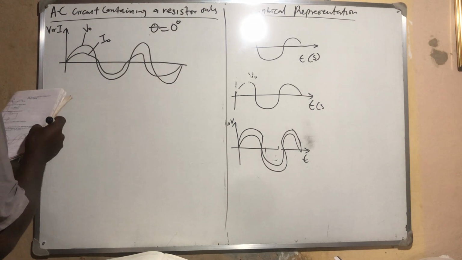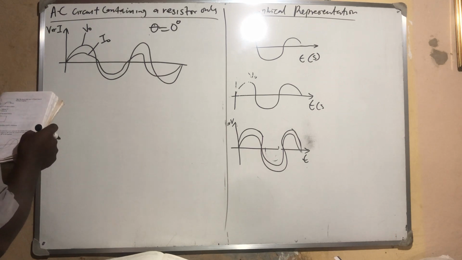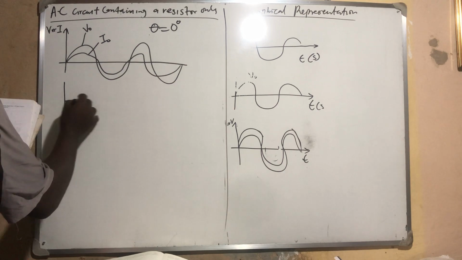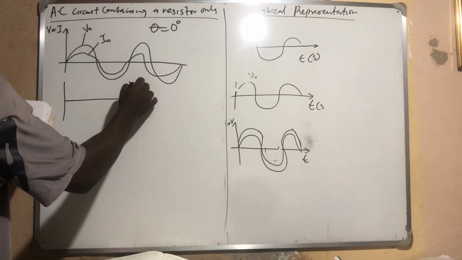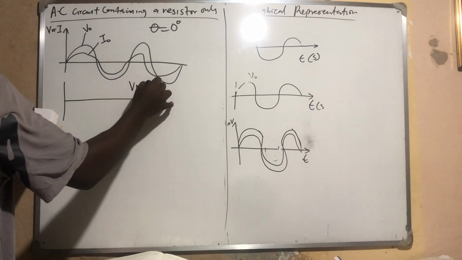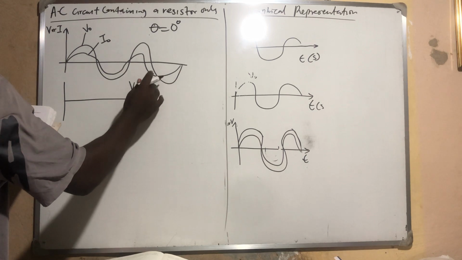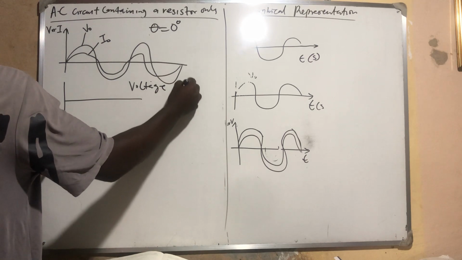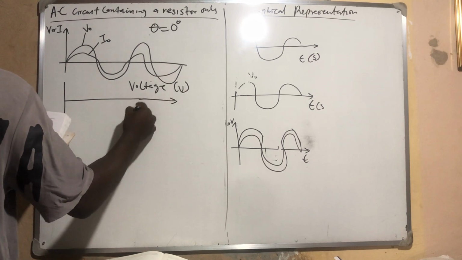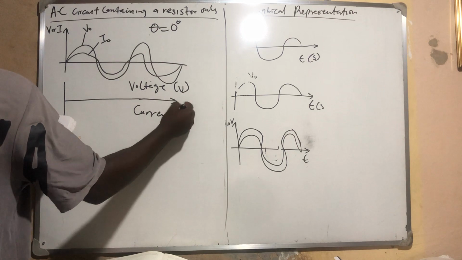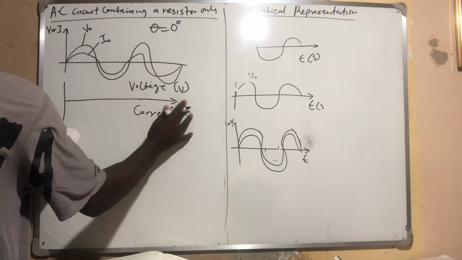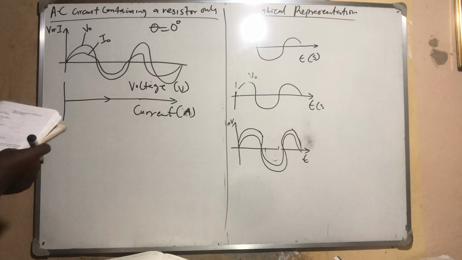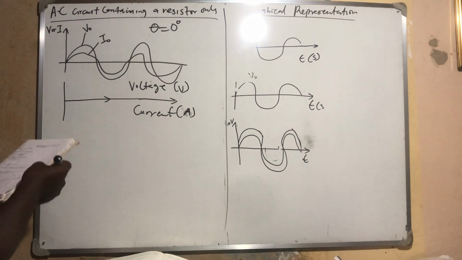Alright? So, write that. The phase diagram is shown below. Look at the phase diagram here. We have this as the phase diagram. So this is the voltage, measured in volts. And then current, measured in what? Ampere.